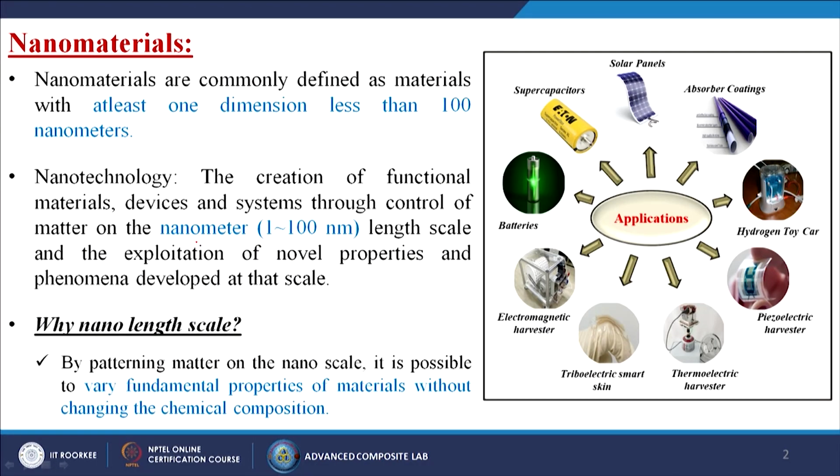Nanomaterials are commonly defined as materials with at least one dimension less than 100 nanometers, which I was talking about. So, when you are talking about 0D, there is nothing in the micro scale, everything is in the nanoscale. When we are talking about 1D, one dimension is in the micro scale and the others are in the nanoscale. Now, what is nanotechnology?